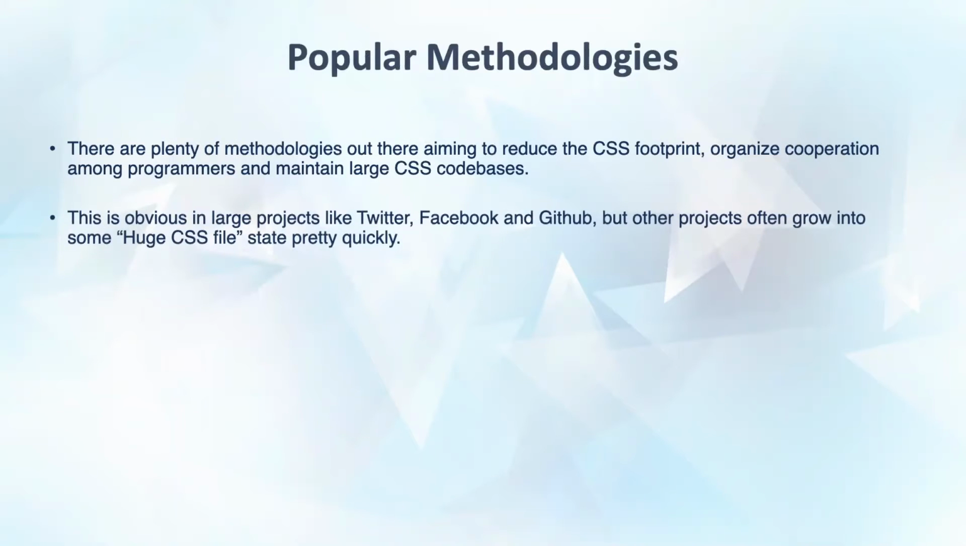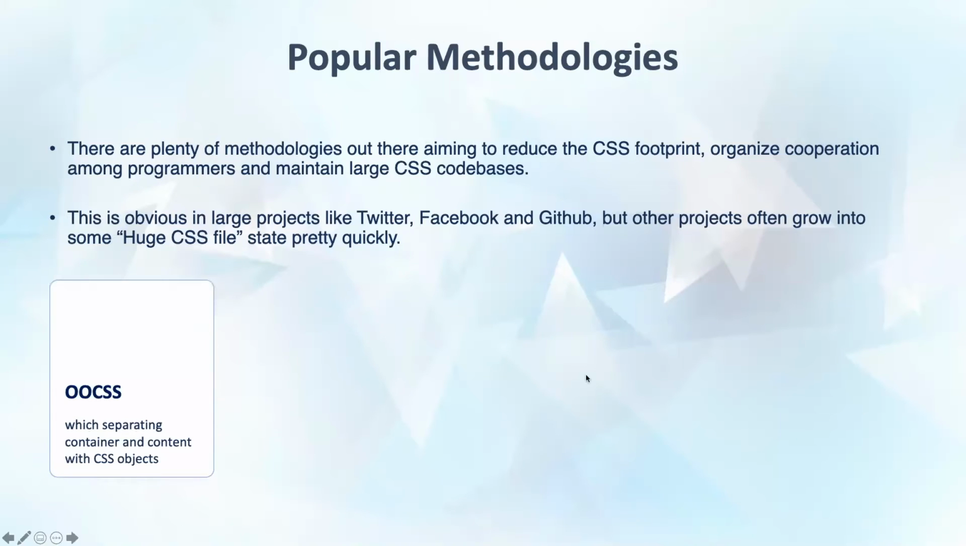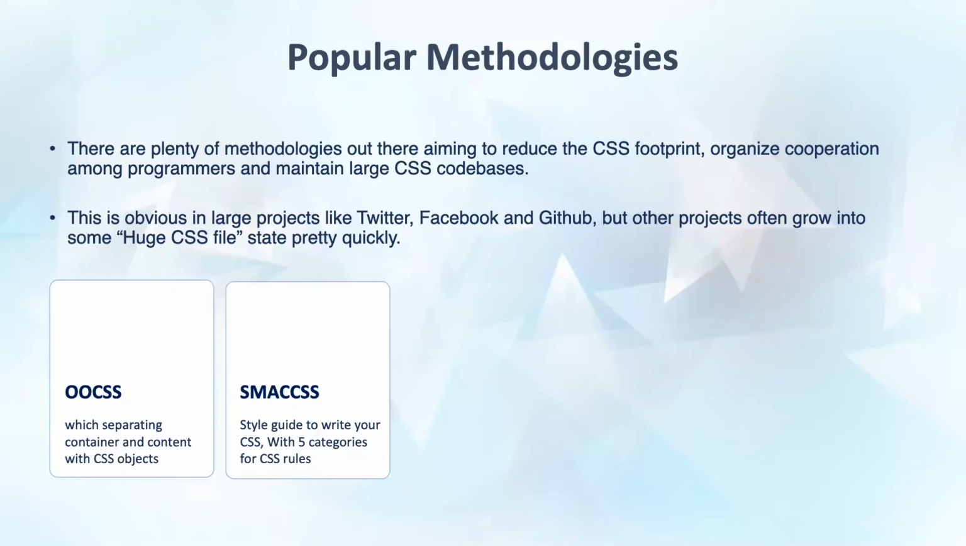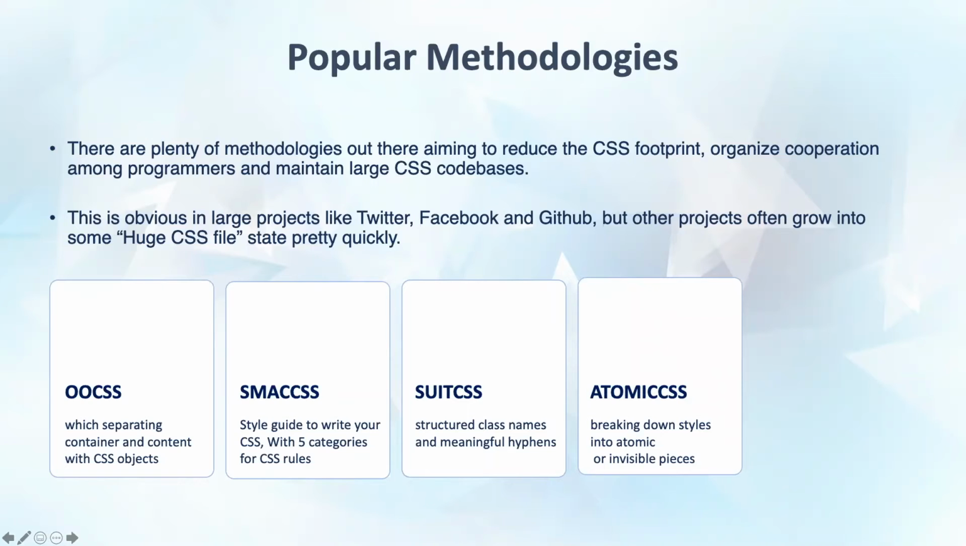Let's have a look at the most popular CSS methodologies out there. Because of the time constraints, I'm not going to explain each in detail. All right, they are object-oriented CSS, which separates content with objects. Then scalable and modular architecture for CSS, also named as SMACSS. It is like a style guide for our CSS, which mainly has 5 categories of CSS rules. Then SUIT CSS, it gives structured class names and meaningful hyphens, somewhat similar to the use of utility classes in Bootstrap. We already know that. Then atomic CSS, it breaks down styles into atomic or invisible pieces.